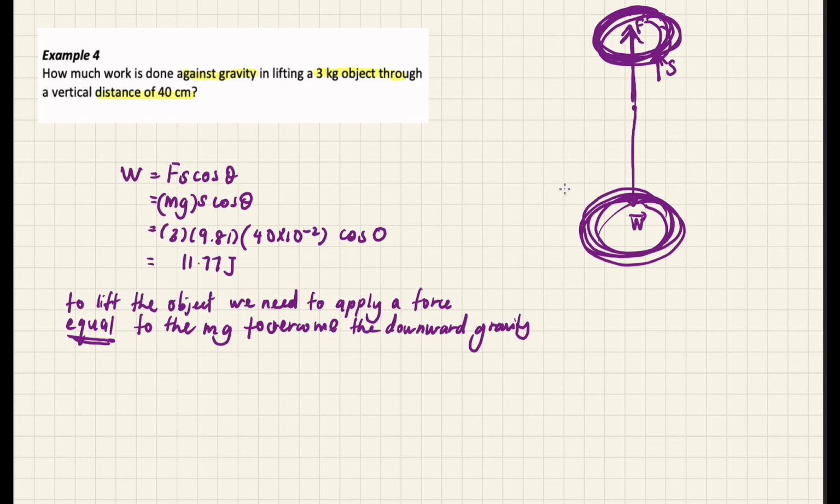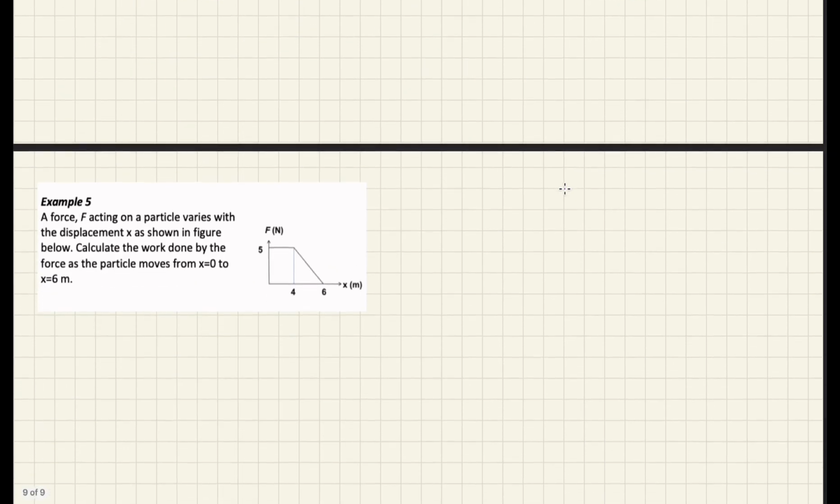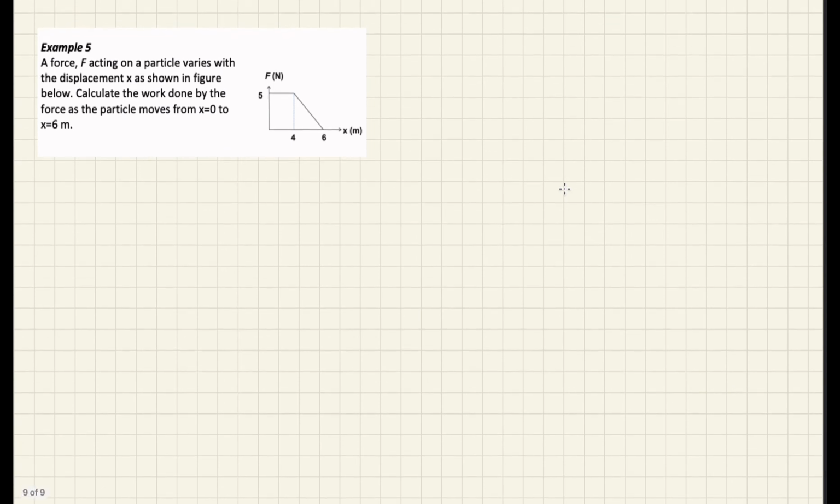And we move on to the last example for this subtopic, which is example 5. Example 5, you're given a graph F against x. So it's actually the same. So x is actually the distance, so it's the same with F against displacement. A force F acting on a particle varies with displacement x, as shown in the figure below. Calculate the work done by the force as the particle moved from x equals 0 to x equals 6 meter.